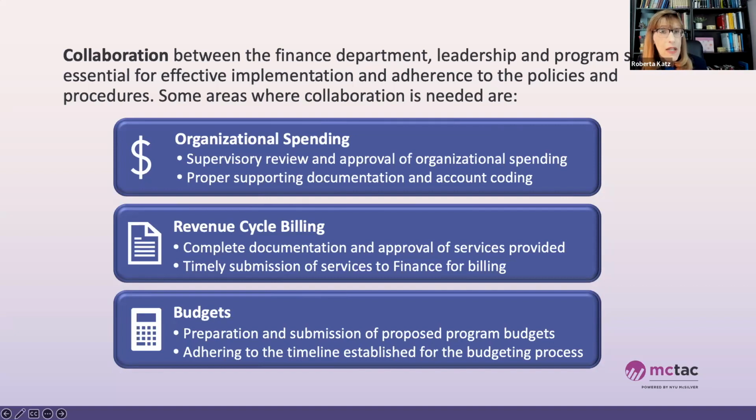Collaboration is also needed in revenue cycle billing. Program staff is responsible for complete documentation and approval of services provided, for example, on progress notes, and timely submitting these services to the finance department for billing. So there must be policies and procedures in place regarding your billing process, and this requires collaboration between program staff and finance staff.